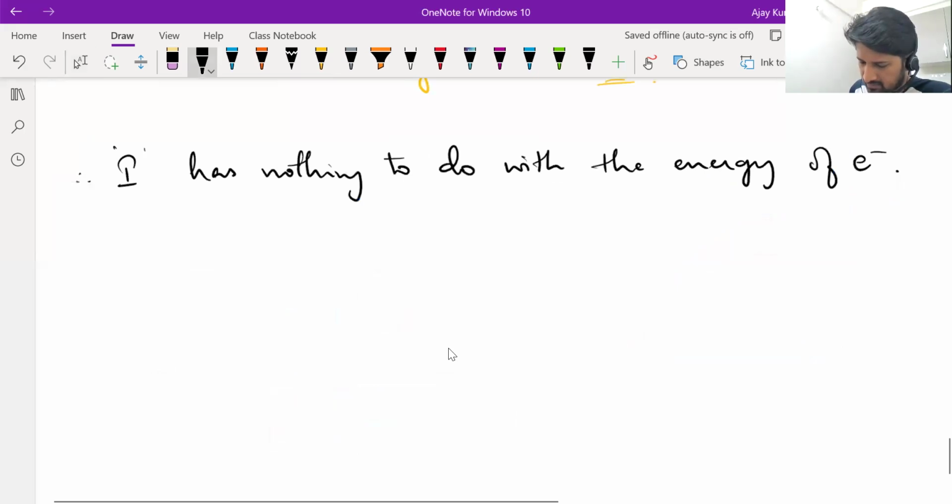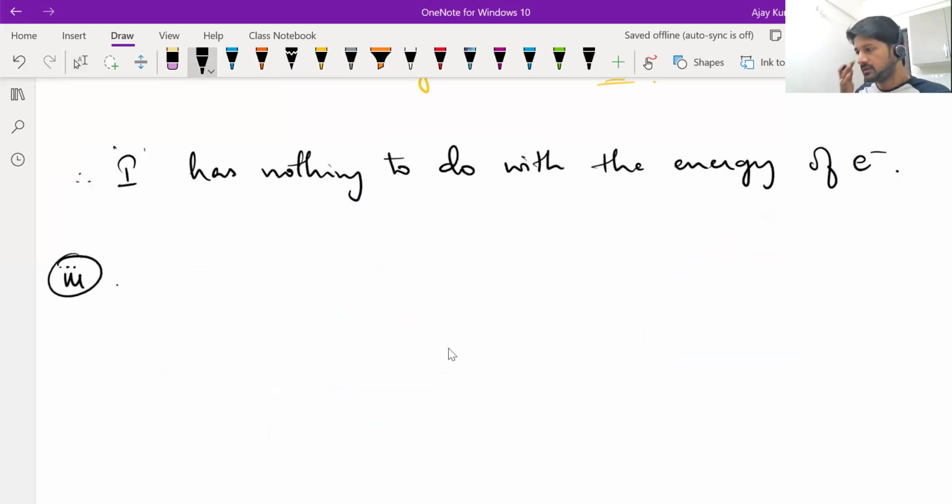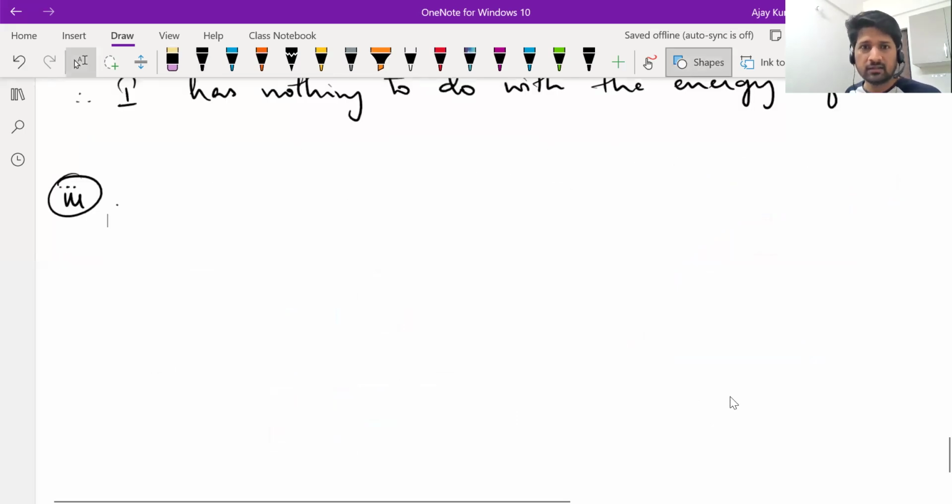Next, they repeated the same experiment. Means they studied current as a function of voltage, but at different frequencies this time. Okay, different frequencies of incident radiation. And what they found was interesting.